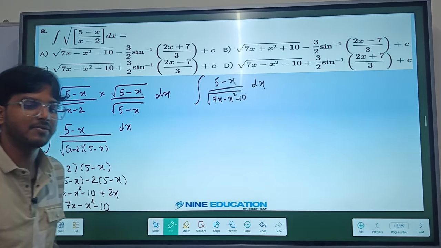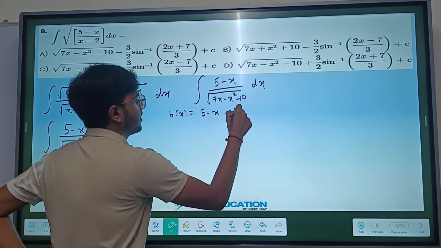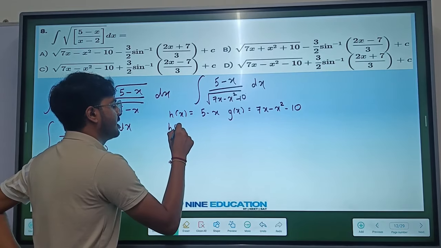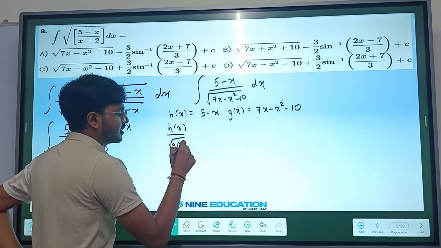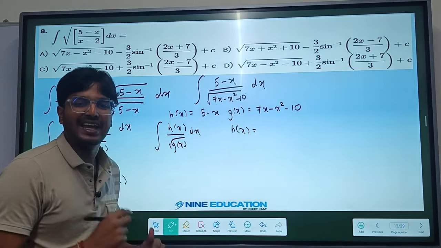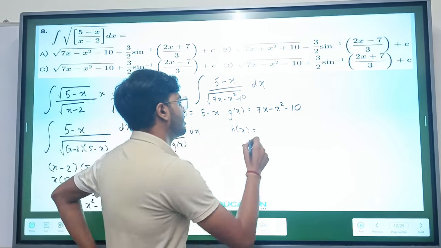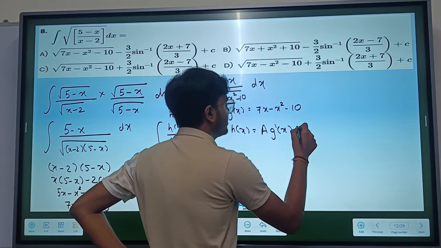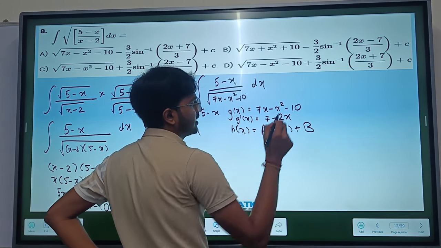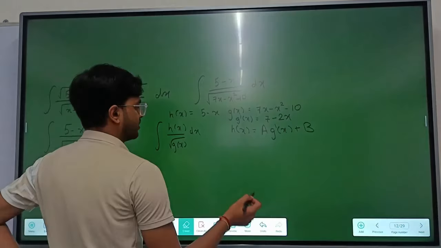Now to solve this specific type of problem, let's take h(x) as 5 − x and g(x) as this quadratic 7x − x² − 10. So I need to find the integration of h(x)/√g(x). For this, we'll take h(x) as a·g'(x) + b, because g(x) is a quadratic, its differentiation would be linear. So a constant times g'(x) plus b. What will be g'(x)? 7 − 2x.